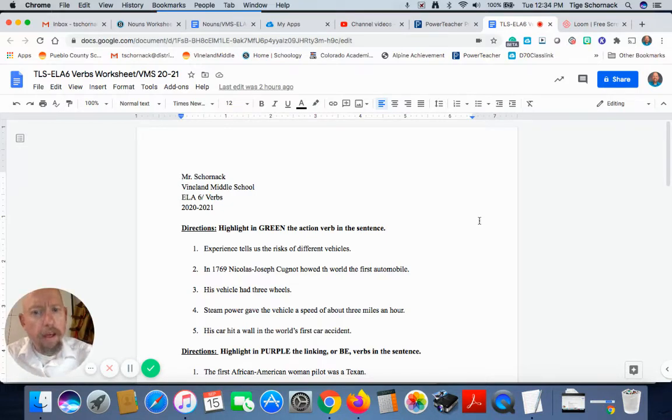So let's do number 1 together. Experience tells us the risks of different vehicles. Again, the TLS version, or my versions that I do my examples on. Again, TLS stands for my initials, Tyke Leon Shornack. So experience tells us the risk of different vehicles.